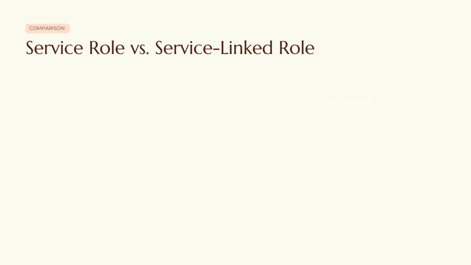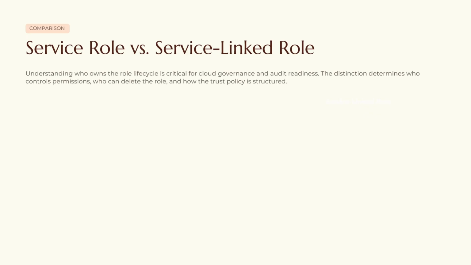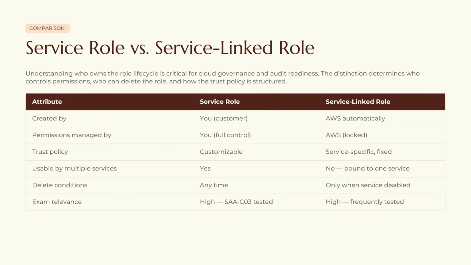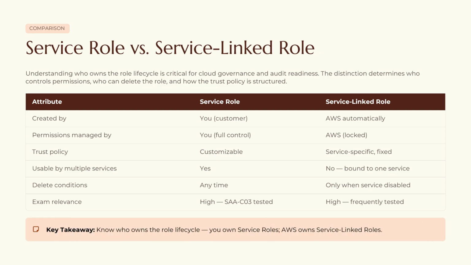At first glance, these two role types look similar, but they are used differently. A service role is created by you. You decide its permissions and which service can assume it. A service-linked role, on the other hand, is created and managed automatically by AWS. Its permissions are predefined because they are required for a specific AWS service to function correctly. A simple way to remember this is, if you own the workload, you create the service role. If AWS owns the service, AWS creates the service-linked role.